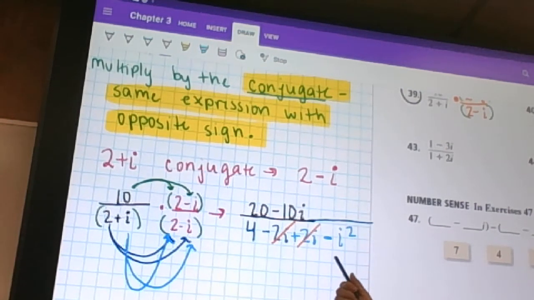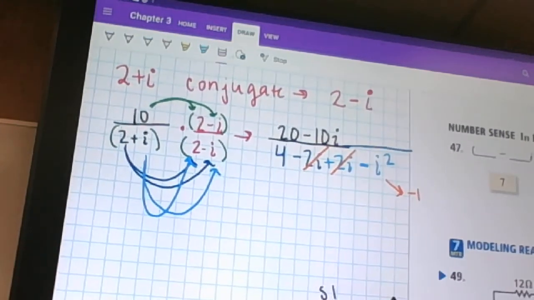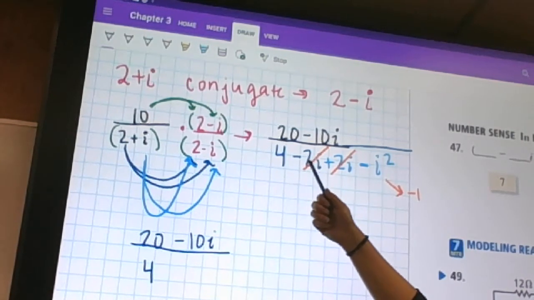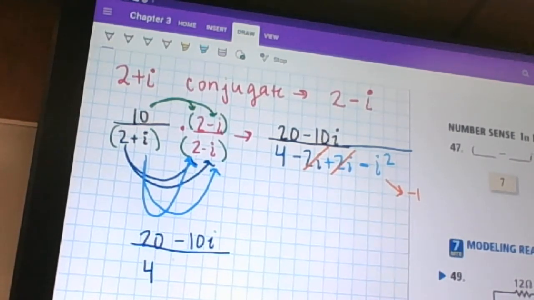And then here, i squared becomes negative 1. So I'm going to replace that with i squared is negative 1. And then the signs here just get tricky. You have to be really careful and deliberate. So I got 4, cancel, cancel, minus sign. I'm not going to write i squared, I'm going to write negative 1. Careful you don't drop signs.